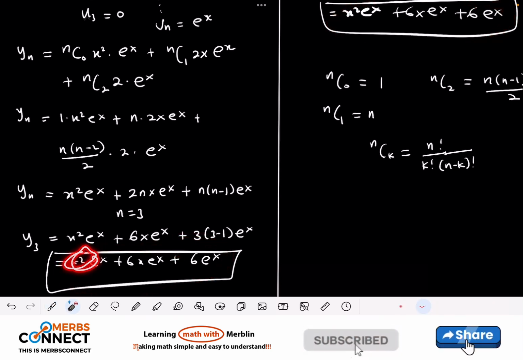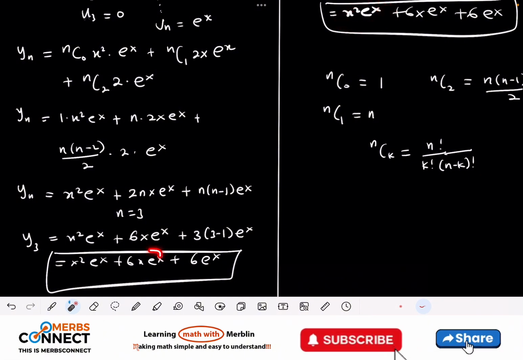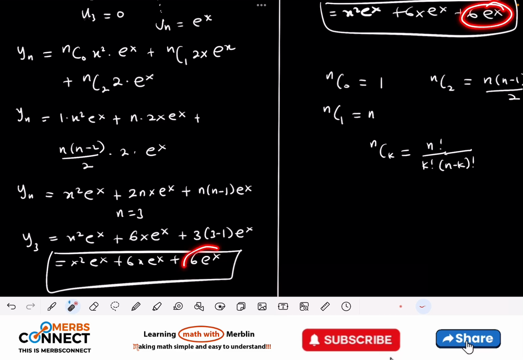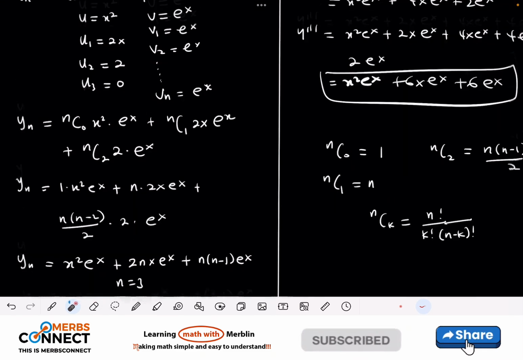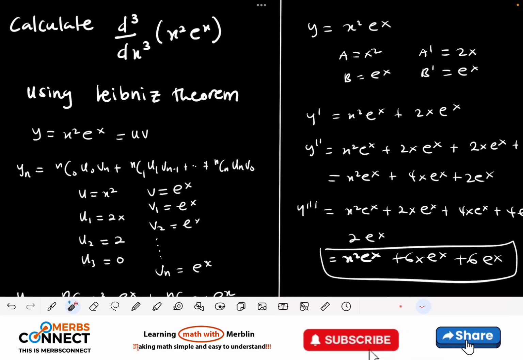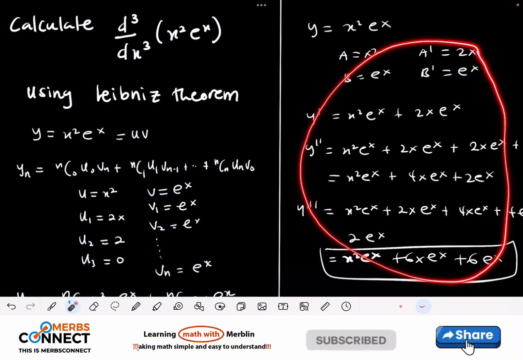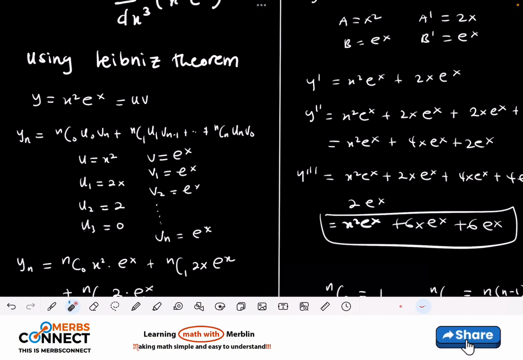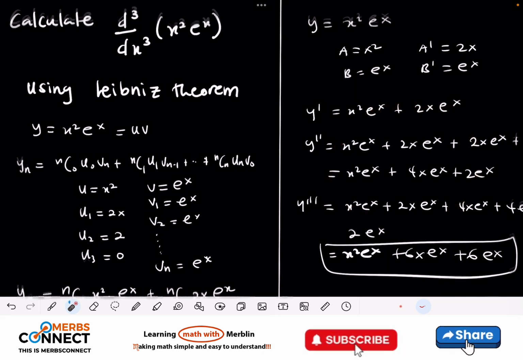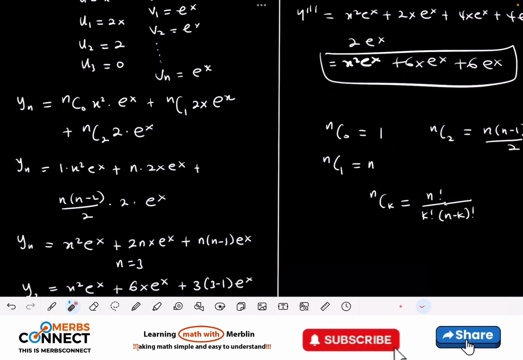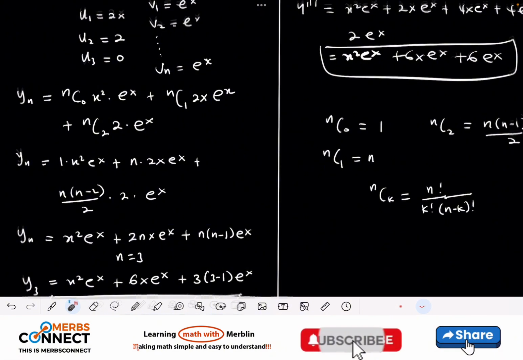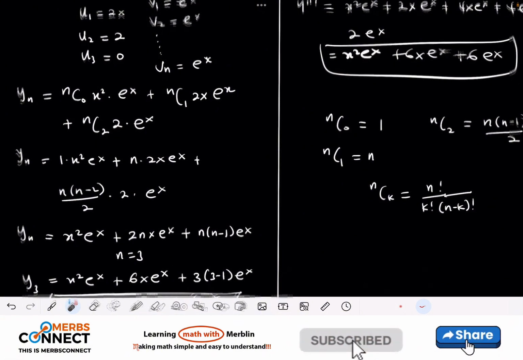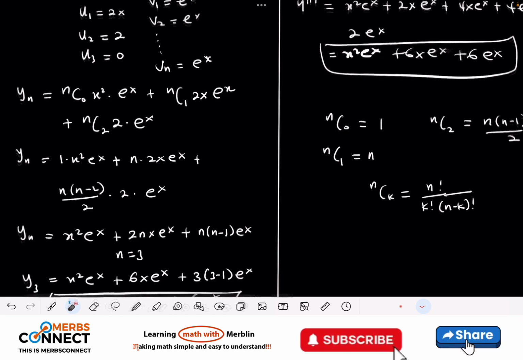So x squared e^x, and then 6x e^x, and then 6e^x here. So you see the idea of doing the product rule, and then also using the Leibniz theorem to do that. Somebody will be like, okay, this one is very simple. This one is not simple because we wanted to know the third derivative, right? What if the question is asking you to find the 20th derivative or the nth derivative? You cannot do it, right?